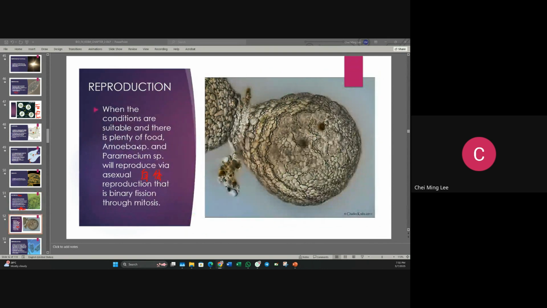Okay. All right. Next, reproduction. When the conditions are suitable and there's plenty of food, they will reproduce by asexual reproduction. Asexual reproduction means that it will divide by itself. We call this binary fission. Why called binary? Because one to two. Two is bi, so it's called binary fission, through the process of mitosis. Okay, this is the first one only. Jot this down first.